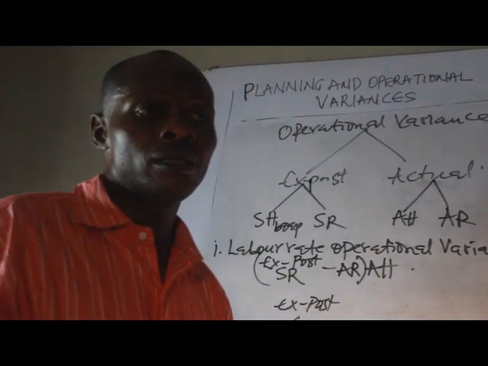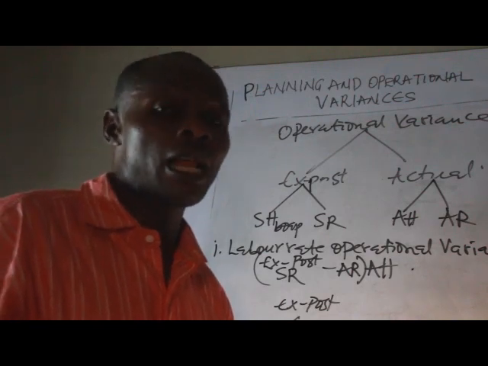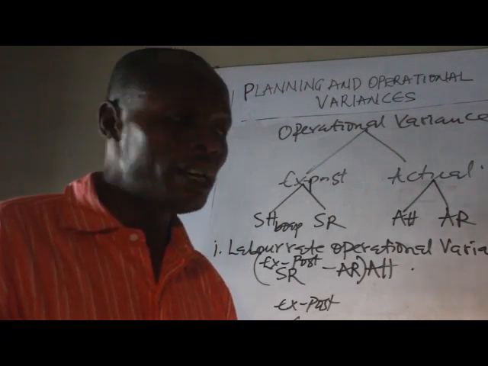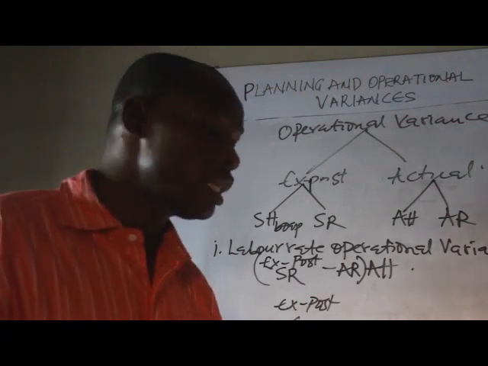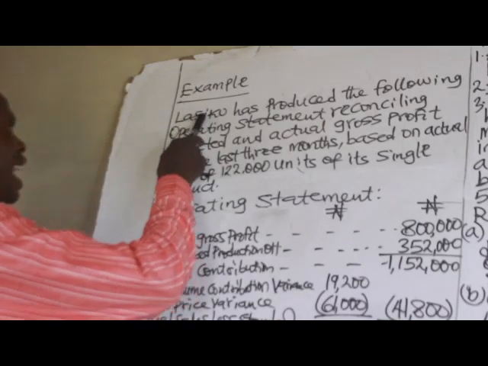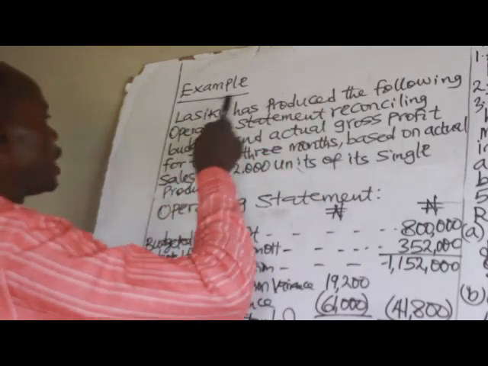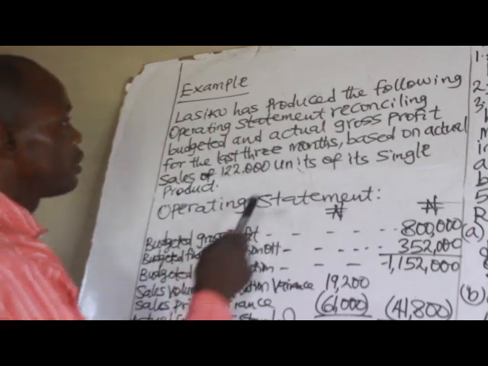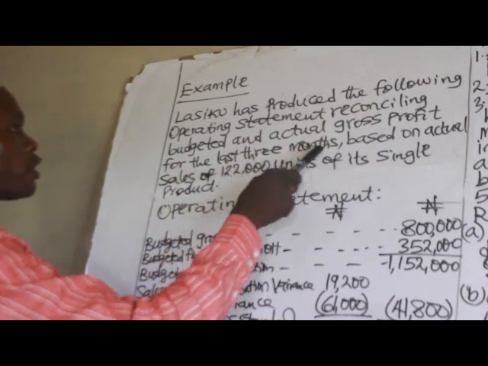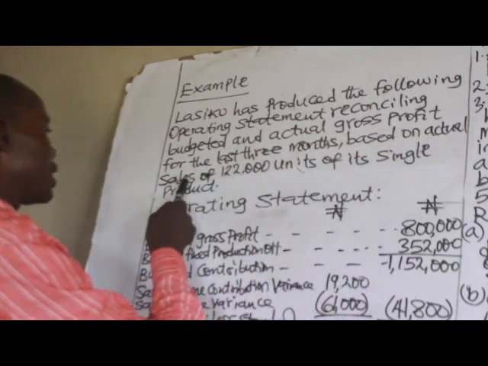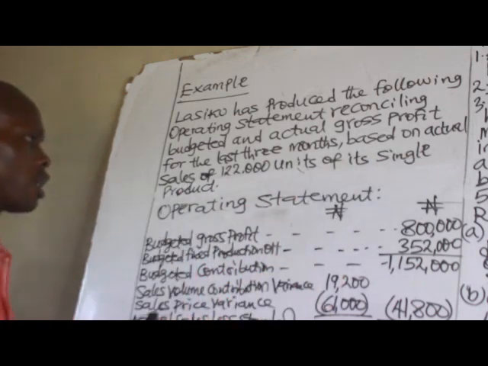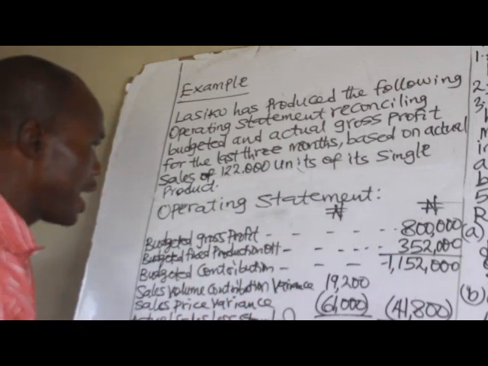Having considered the formula for calculating the planning and operational variances, I therefore want to take a worked example. Example: LASICO has produced the following operating statements reconciling budgeted and actual gross profit for the last 3 months based on actual sales of 122,000 units of its single product. Operating statement, amount in naira.